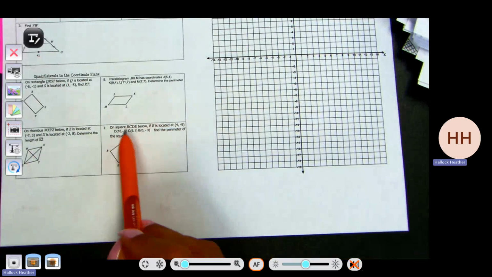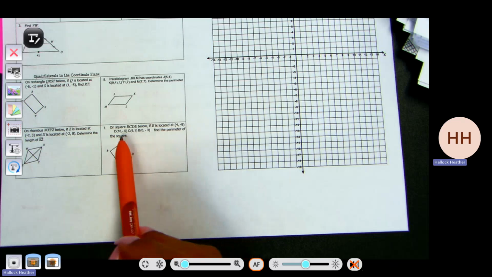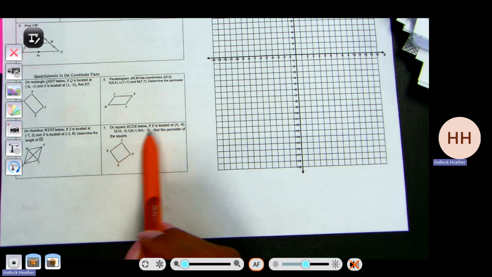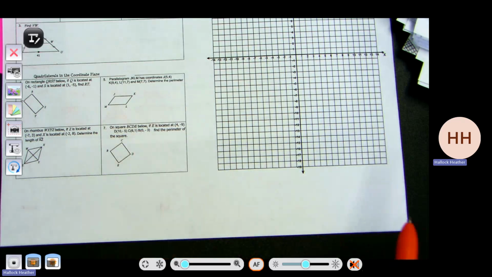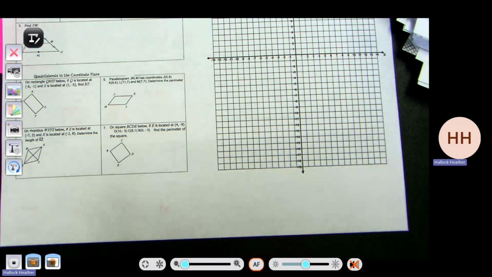It says, on square BCDE below, if E is located at one point, D is at another, C is at another, find the perimeter of the square. So if you're given a question with coordinate points, what should you probably do? Plot it. When in doubt, draw it out.